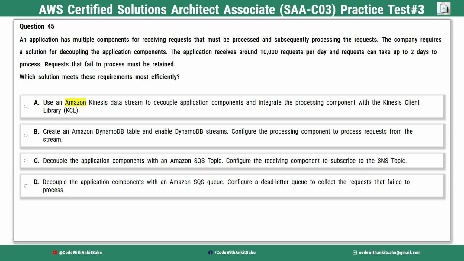Option A. Use an Amazon Kinesis data stream to decouple application components and integrate the processing component with the Kinesis Client Library, KCL. Option B. Create an Amazon DynamoDB table and enable DynamoDB streams. Configure the processing component to process requests from the stream. Option C. Decouple the application components with an Amazon SQS topic. Configure the receiving component to subscribe to the SNS topic. Option D. Decouple the application components with an Amazon SQS queue. Configure a dead letter queue to collect the requests that failed to process.